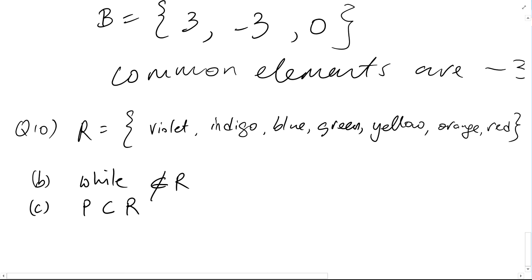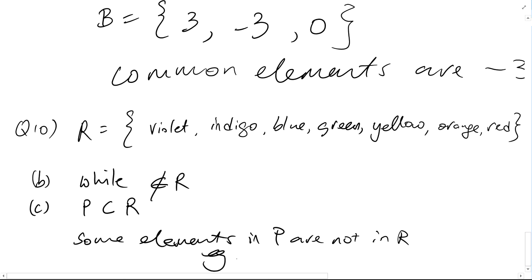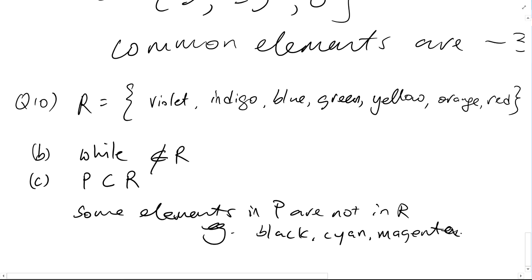Yeah, exactly. Because of the colors, some elements in P are not in R. For example, we've got black, cyan, and magenta. That's why it is not a proper subset. It is not even a subset. So like that. Okay? It is not a proper subset. In fact, it is not even a subset.